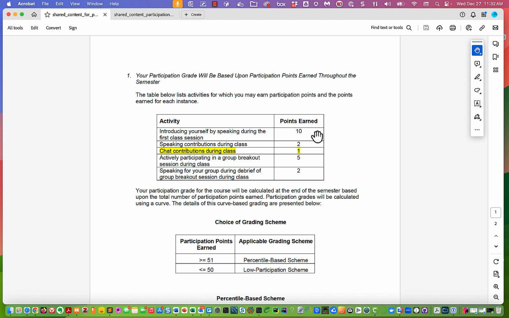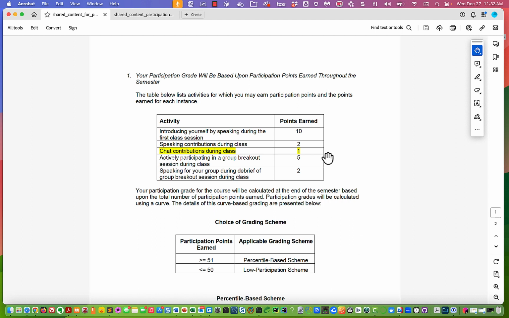And if you're a person who can't get to the first class because even though you're enrolled, you haven't gotten to campus, you've lost an opportunity there as well. Speaking contributions during class, whenever anybody asks a question or makes a comment, I try to write that down, and that earns you about 2 points. For the online courses, that's why I put this in the highlighter, if you type something into chat and make a chat contribution, you earn 1 point.